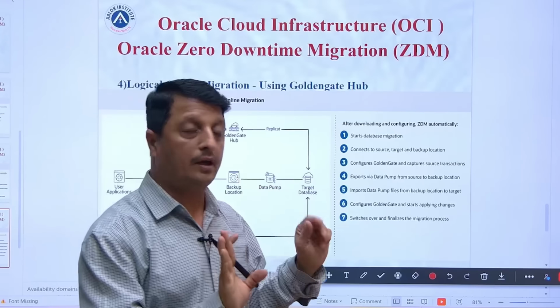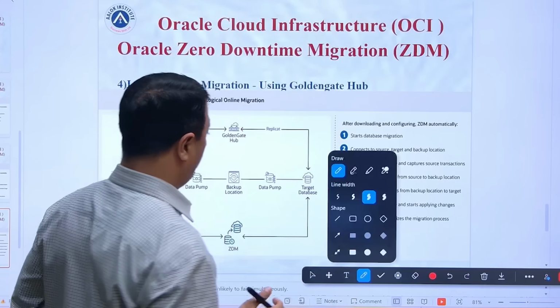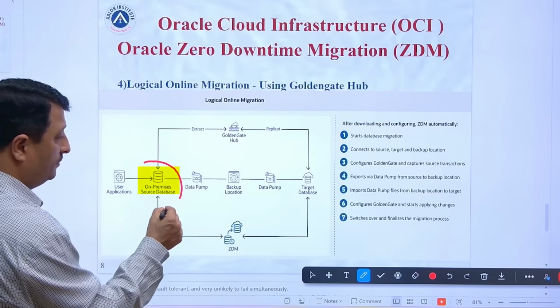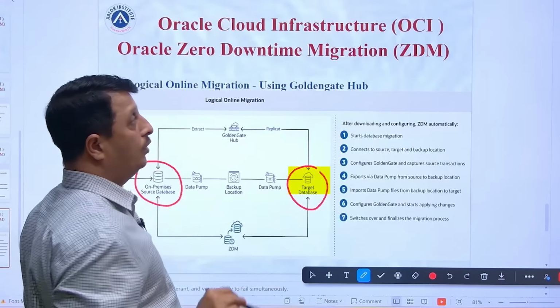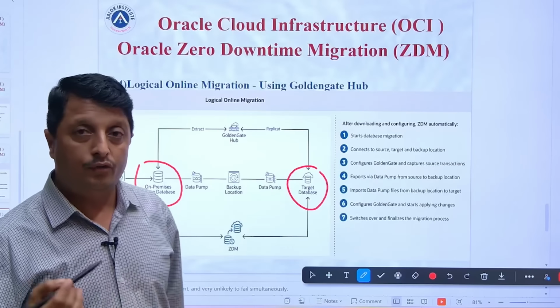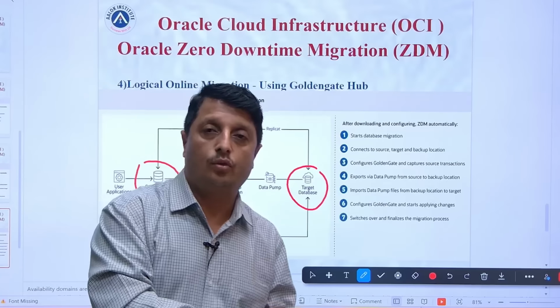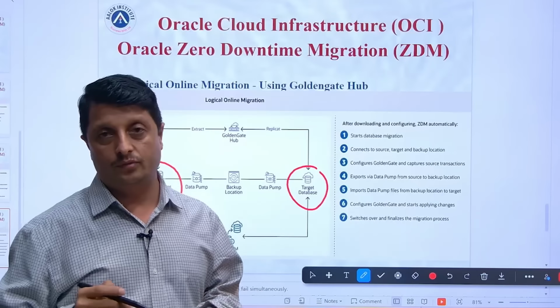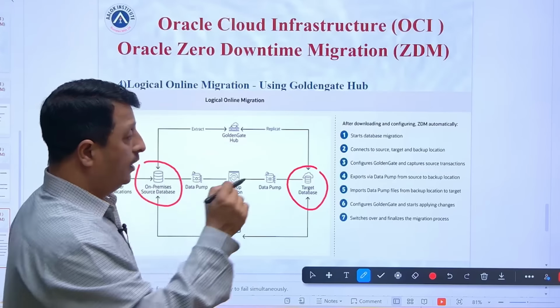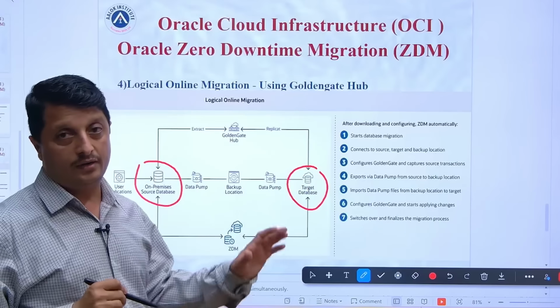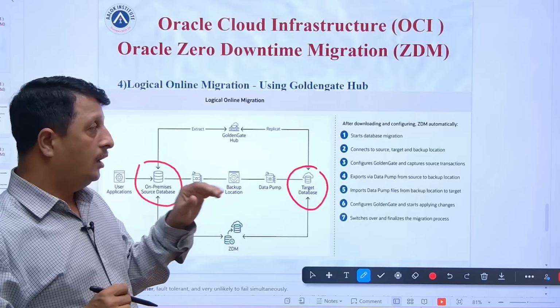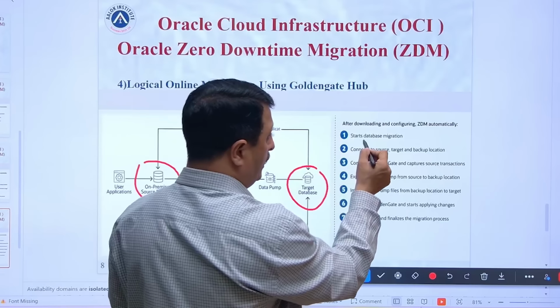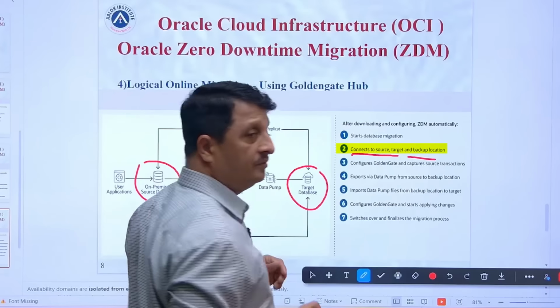So here let me explain slowly, one by one. What I said here, this is my on premises and this is the target, my cloud. As I keep referring, we are migrating an on premises Oracle database to my cloud. In this example, we are preparing this target database as one of the Oracle Base Databases. Now here, it says that you are connecting to the source and target.